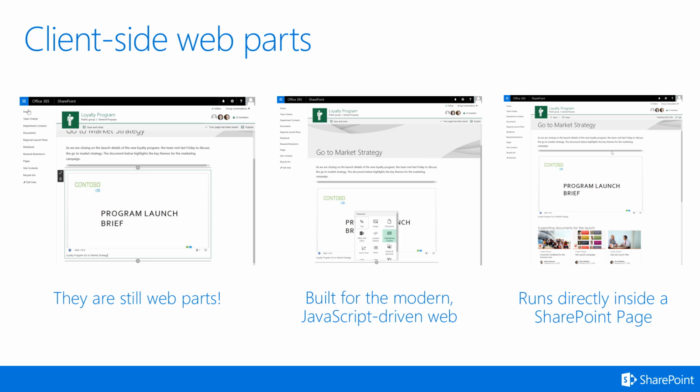Client-side web parts run directly on the SharePoint page, which means they are not exposed using an iframe like the add-in model parts are exposed. That's really the key difference here. So client-side web parts are essentially JavaScript which is approved by the tenant administrator to be hosted within the context of the SharePoint page.